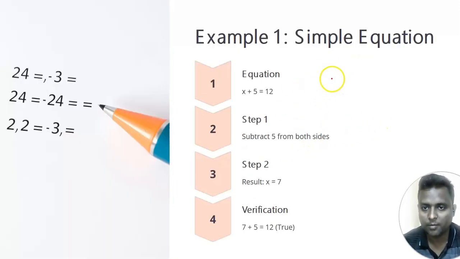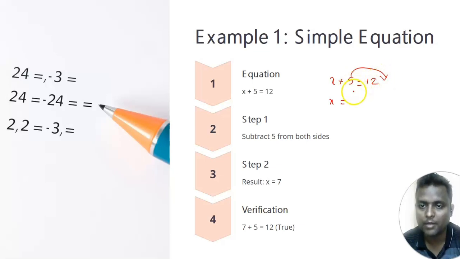How can I solve this? We have an example, x plus 5 equal to 12, and we need to solve this. How can I find the variable's value? We can use the transpose method. So plus 5 is here, and we will take it to this side. When we transpose any number, the sign automatically changes. So plus 5 is converted to minus 5. So 12 minus 5, you get the answer 7.